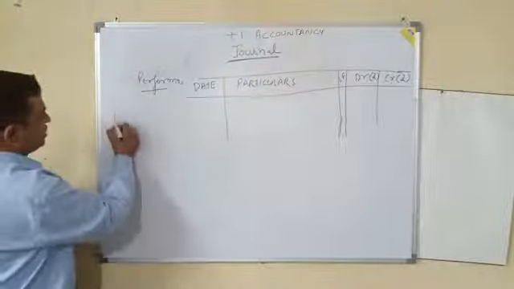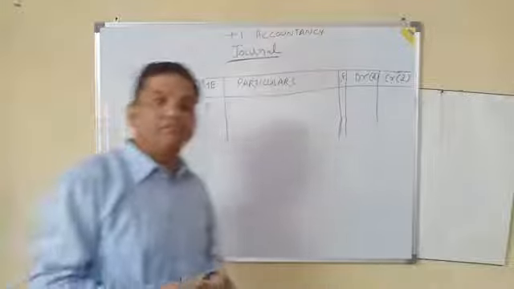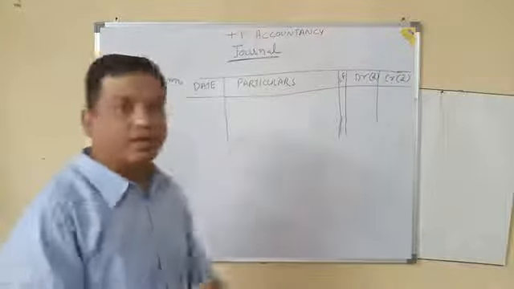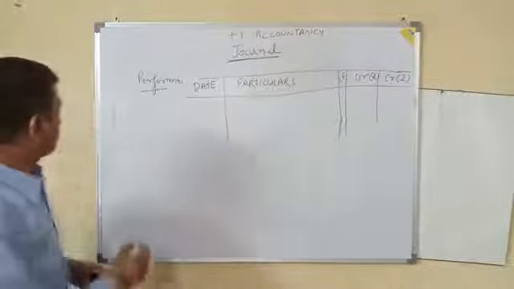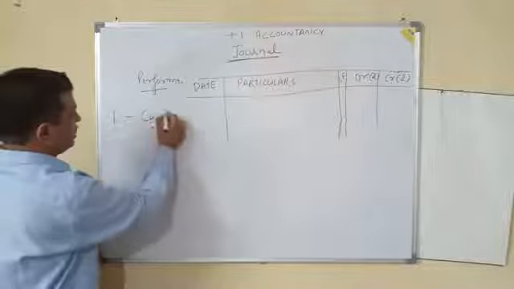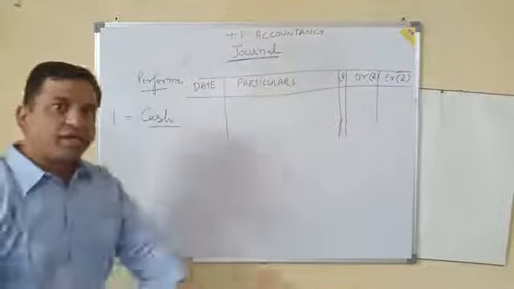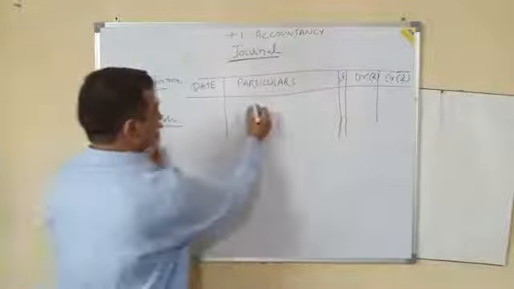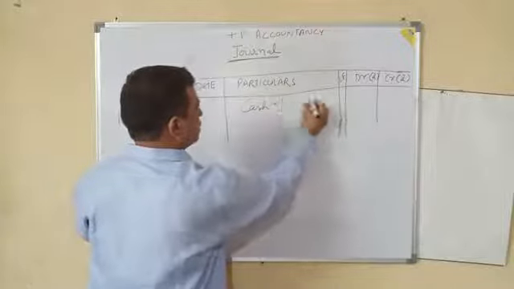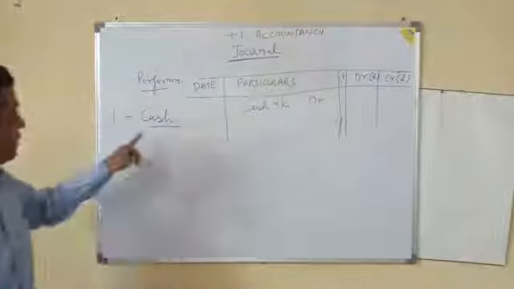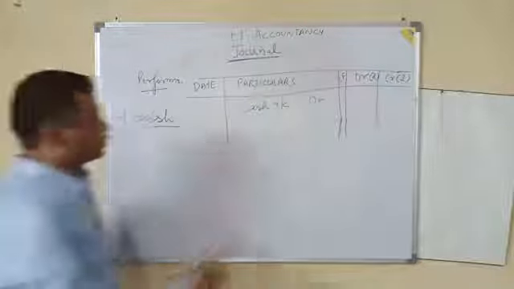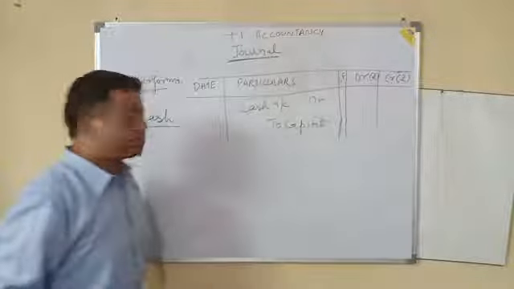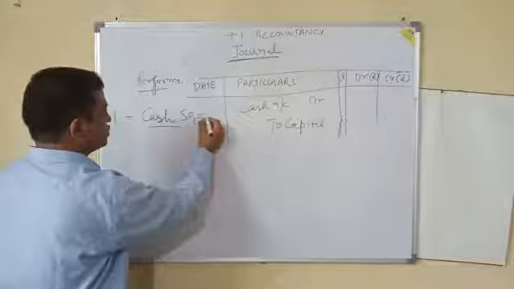Suppose the very first transaction you find is that a businessman is starting the business. How will you journalize this transaction in the books of original entry? Suppose the businessman is starting the business by putting in cash. So it means cash is coming into the business, right? So according to the rule of real account, cash should be debited. Cash account debit, right? Now the second aspect is capital, so the second aspect you have to put is to capital. Suppose he is starting the business with 50,000 rupees of cash.